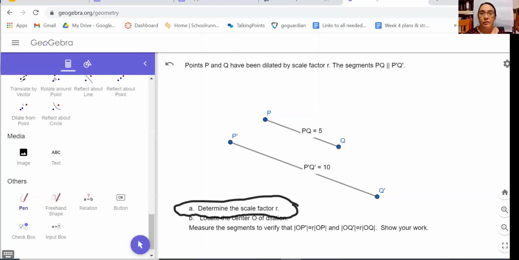To determine the scale factor, I'm going to use the fact that if P and Q are dilated, I know that the length of the segment between P and Q, and the length of the segment between P prime and Q prime are supposed to be proportional according to the scale factor. So I know that the length of P prime Q prime is supposed to be equal to my scale factor times PQ.